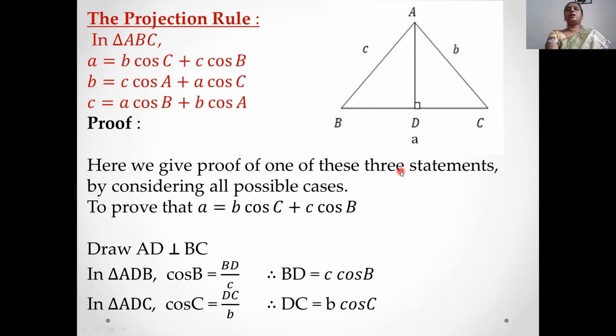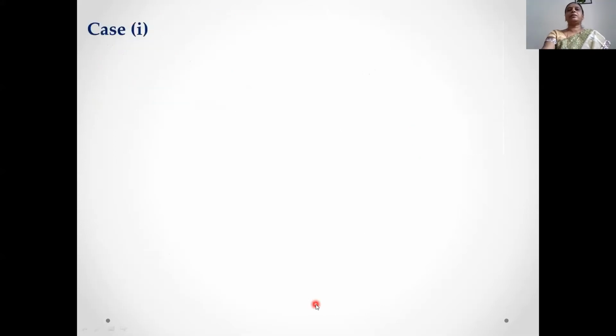What we are doing here? We draw a perpendicular and get two triangles. Consider the first triangle, in it you find cos, and then in the other triangle you find cos. In this way we got the values of BD and DC. Then what will be the next step?